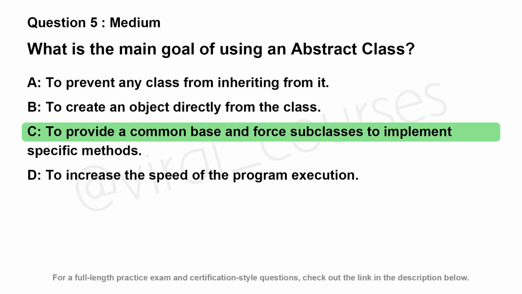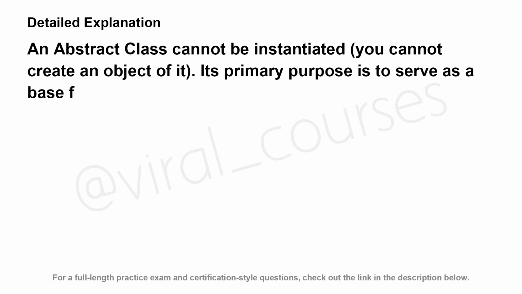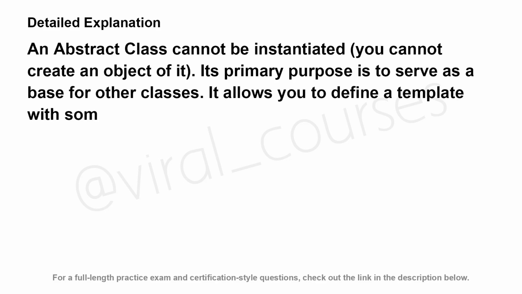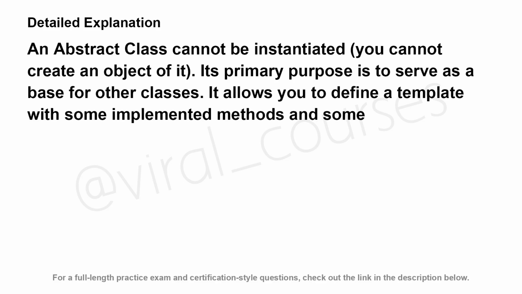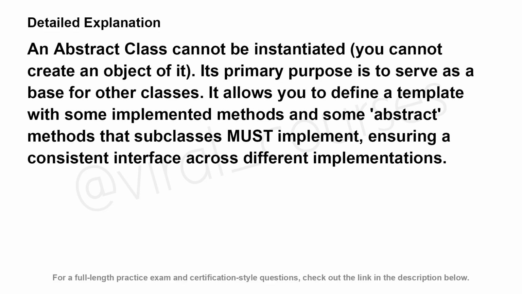The correct answer is C. An abstract class cannot be instantiated. You cannot create an object of it. Its primary purpose is to serve as a base for other classes. It allows you to define a template with some implemented methods and some abstract methods that subclasses must implement, ensuring a consistent interface across different implementations.